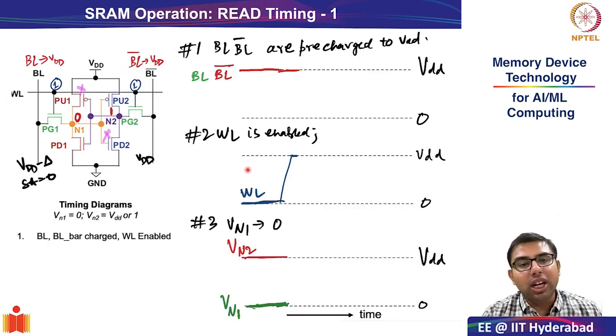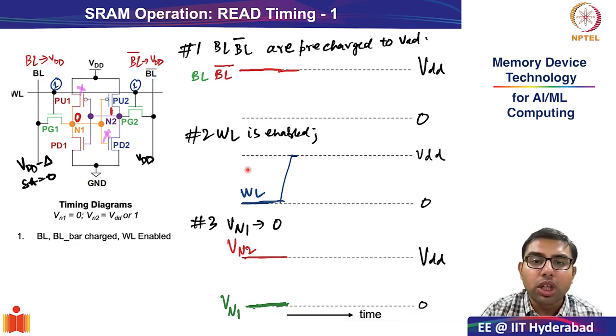So what essentially are these timing diagrams? Timing diagrams are diagrams where on the x-axis we place the time axis, and on the y-axis we track what is happening to the different voltages at different nodes in the SRAM cell.